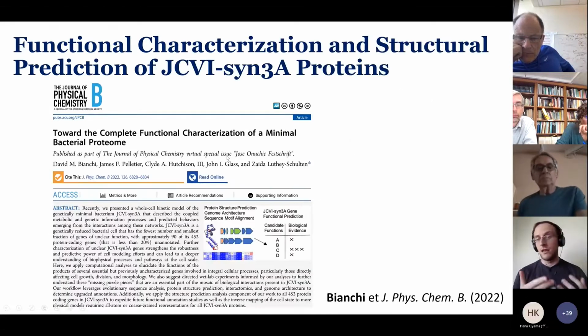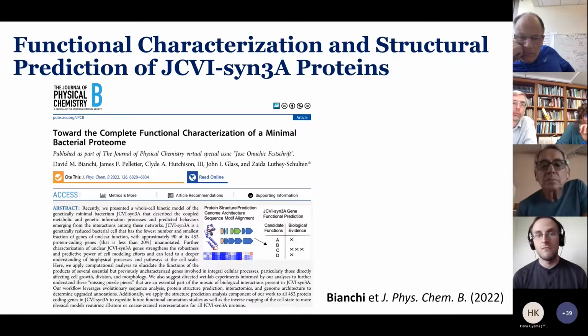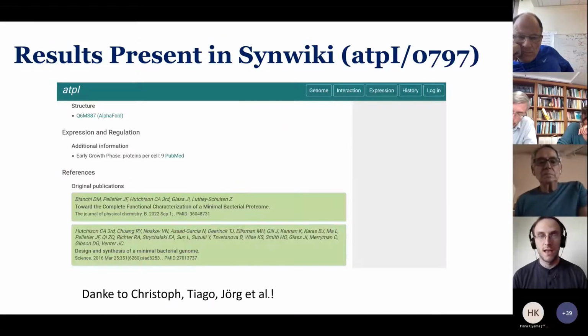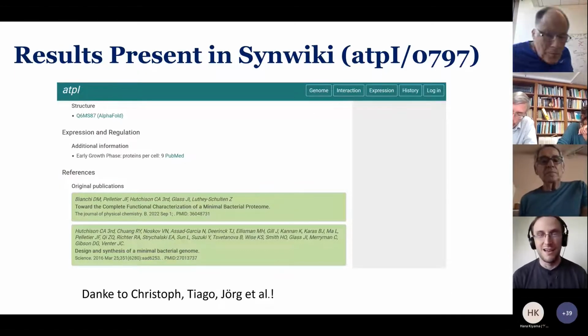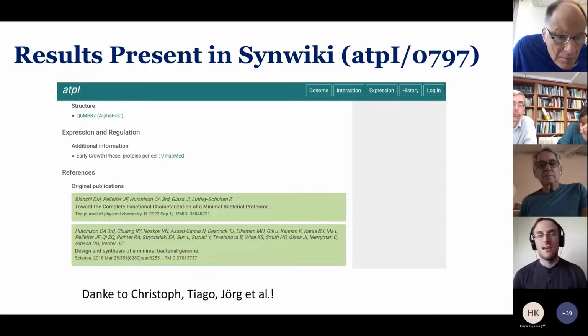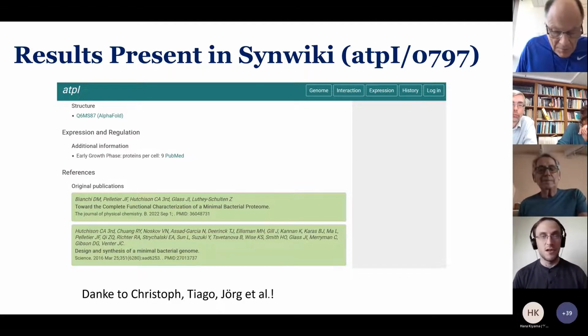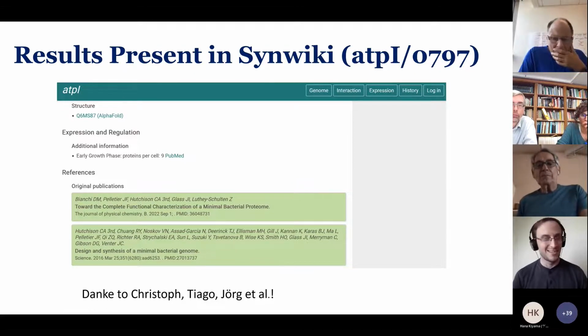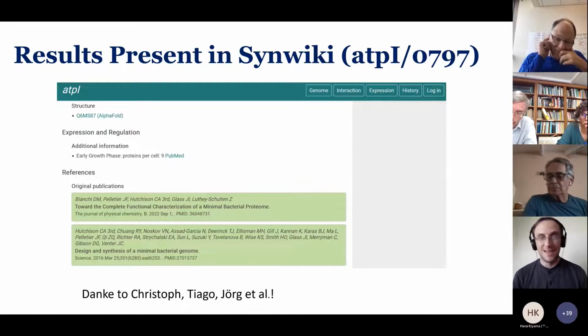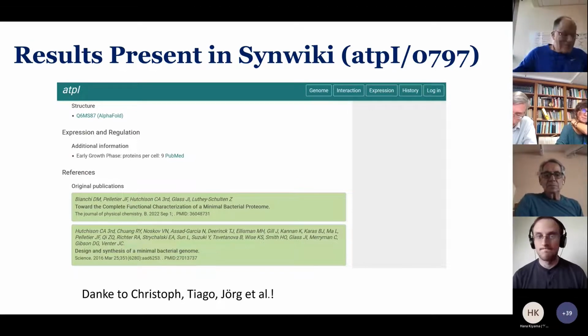And so included in the supplemental data of this paper, we have spreadsheets giving each of our predictions for each of the genes, as well as this database where you can visualize all of the AlphaFold predictions. And in addition, Christoph and Tiago and Jorg have included many of these main predictions already in AlphaFold in SynWiki here. And so, danke, and thank you again to them for really providing this wonderful resource, and not only for Syn3A, but for subtilis as well. SubtiWiki is an amazing resource.